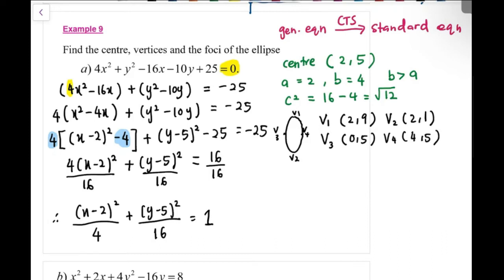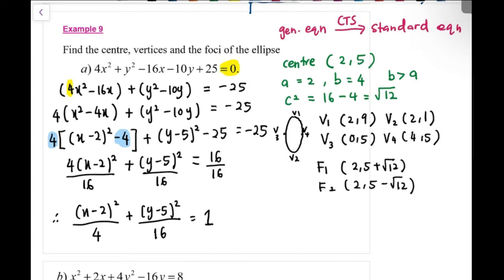Okay, settled. And then the last one, we go to the foci. So, F1 sits above the center, on the major axis part, because that is the major one. The distance is the letter C, and C earlier was square root of 12. So F1 in this case will be 2, 5 plus square root of 12, and F2 will be 2, 5 minus square root of 12. So that's all 7 points for the ellipse.